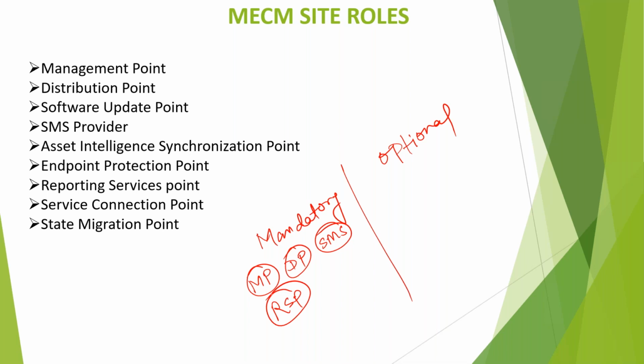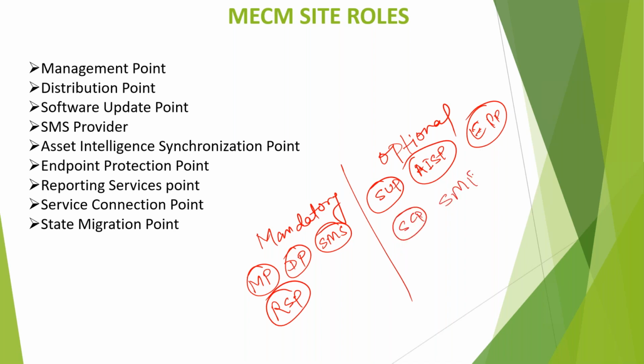Now, the rest of them are optional, like software update point. Then asset intelligence synchronization point, which is basically deprecated in SCCM now. Then endpoint protection, then service connection point, and state migration point. These are the 5 roles which are optional and 4 roles mandatory.